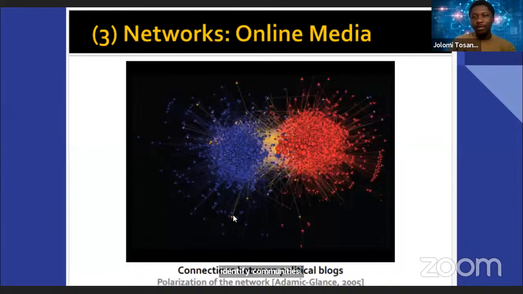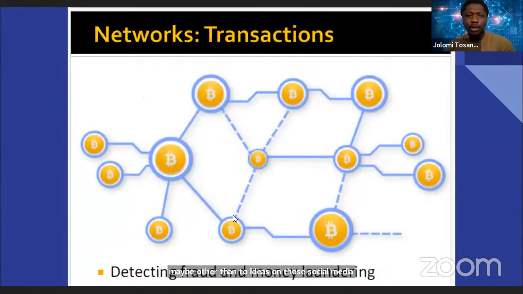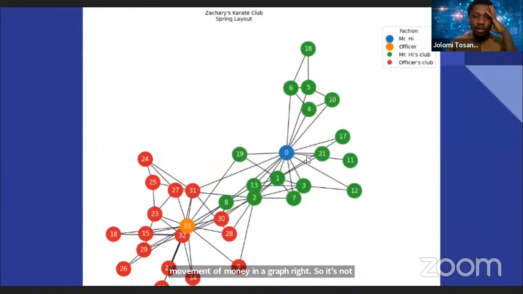Remember I said the web is a laboratory. Everything that goes on the internet makes us understand the pulse of humanity. Governments and politicians use it to identify influencers of a particular trend and maybe ask them to promote their ideas on those social media platforms. Basically, for fraud detection, you can trace the movement of money in a graph, right? So it's not something you can do manually. This guy moves a lot of money. You can identify those things using graph analysis.